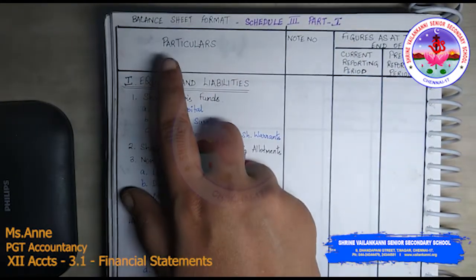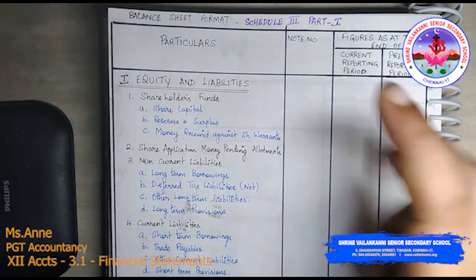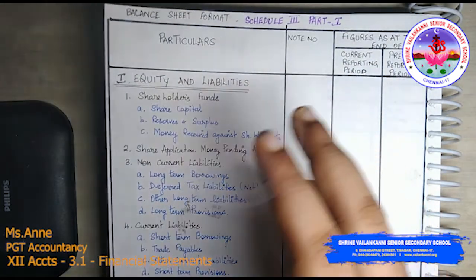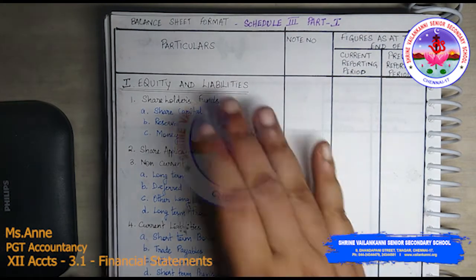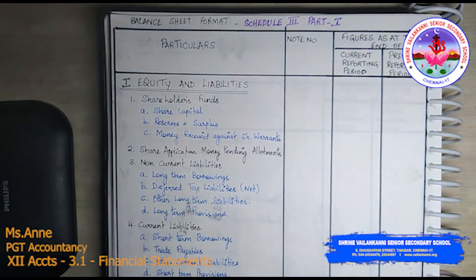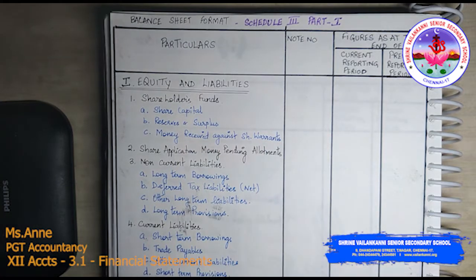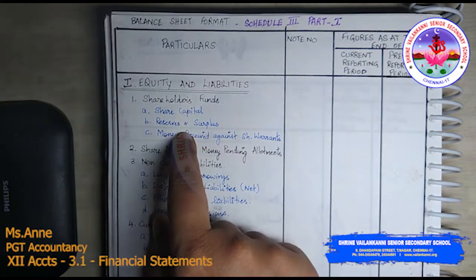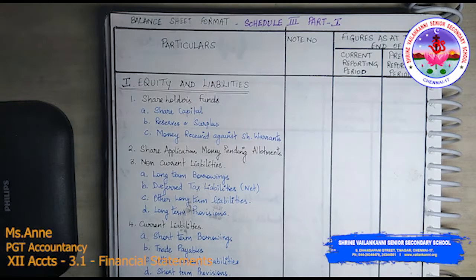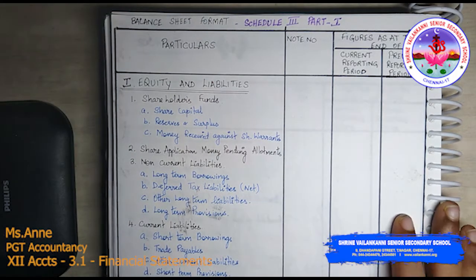In the last video we discussed the introduction. In this chapter, what is required from the students is that they represent this in the same format without any change. What do I mean by that? You cannot write reserves and surplus first and then share capital. You have to go by this order only. This is as per law.